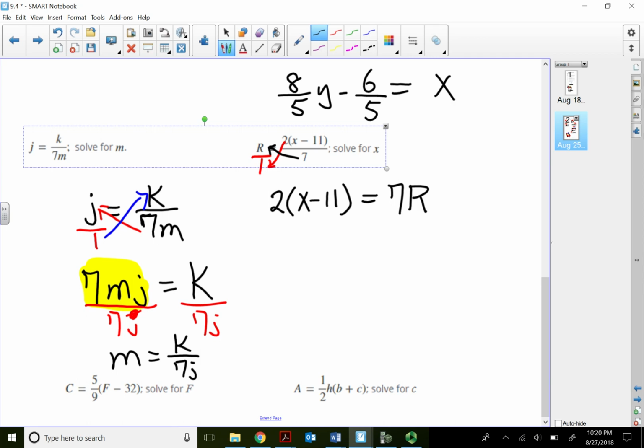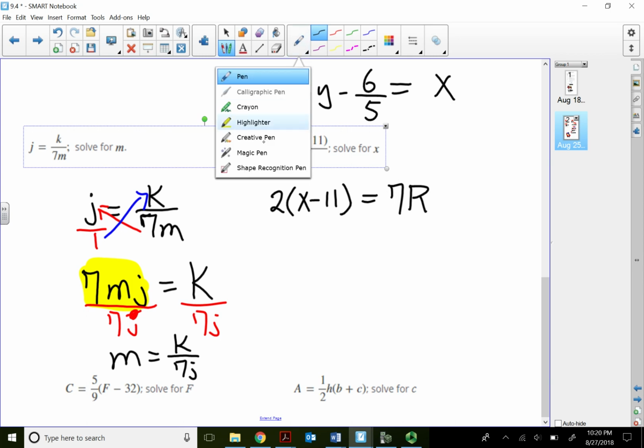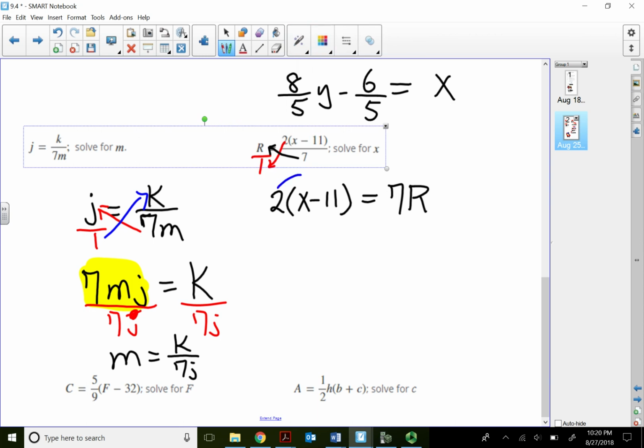7r. All right. Now from here, I can perform my distributive property. 2 times x, 2 times negative 11, give me 2x minus 22, set it equal to 7r. Or I can do it this way. Watch this.